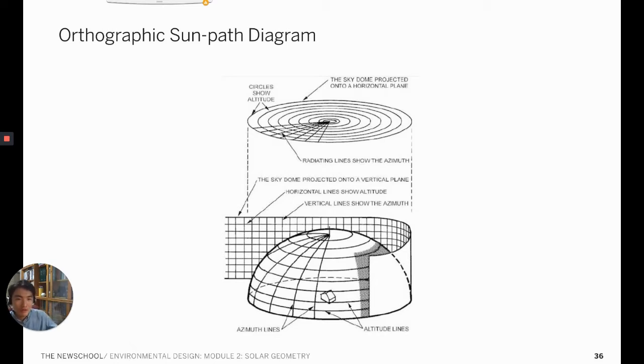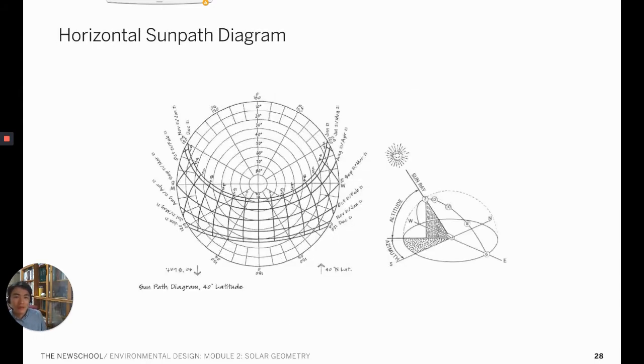The upper portion shows how a horizontal sun path diagram is being created. A below portion shows how an orthogonal sun path diagram is being created. When the sun paths are plotted on a horizontal projection of the sky dome, we get a sun path diagram, which is this one. A sun path diagram for 40-degree north latitude is shown here.